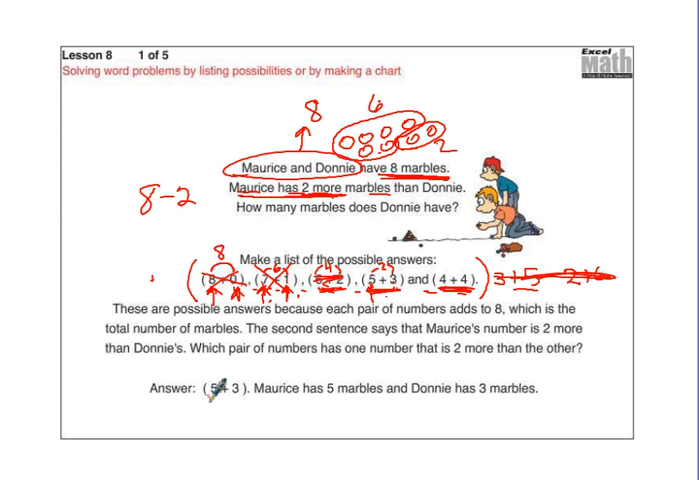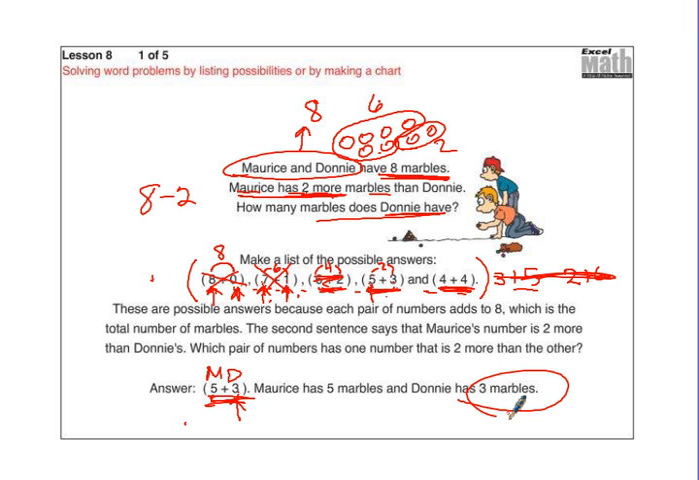And what you want to do once you find the combination is put the letters of their names next to each number. So we have Maurice and Donnie. It says Maurice has 2 more. So that means this has to be Maurice and that has to be Donnie, because Maurice has the most marbles between the 2 of them. And then the question says, how many does Donnie have? So Donnie would have the one next to the D, or Donnie has 3 marbles.